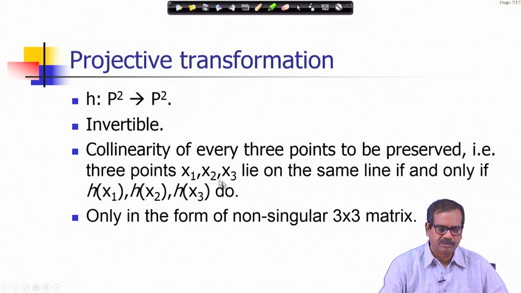x 1, x 2, x 3, which lie on a straight line, then after transformation, the transformed points also should lie on a straight line. And we have also discussed that there is only one form of this kind of transformation, and that is in the form of a non-singular 3 cross 3 matrix.